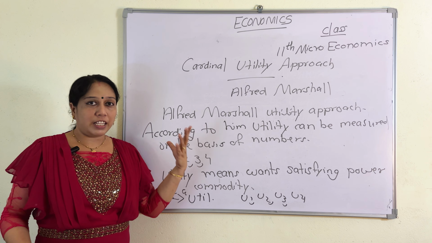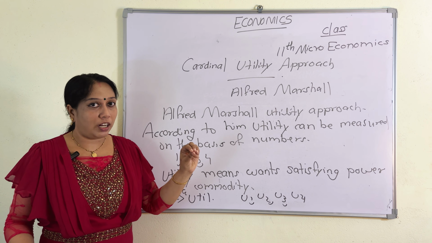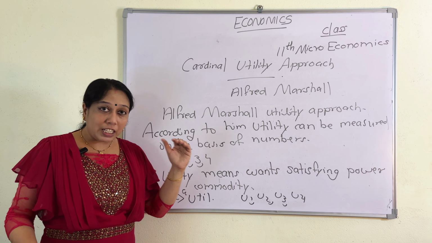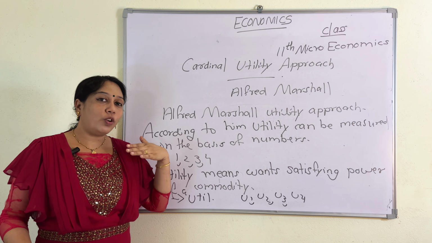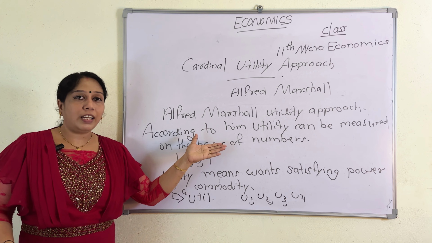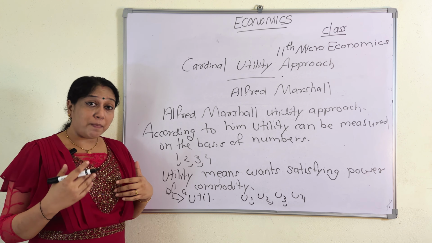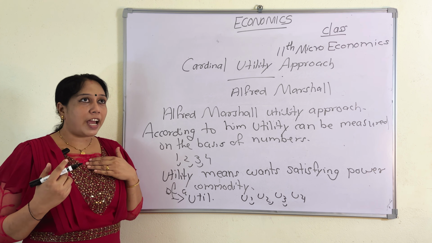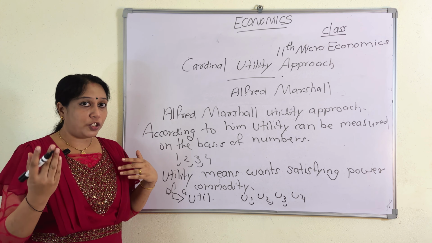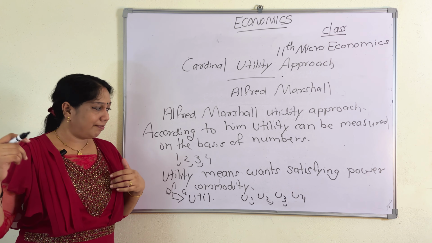Suppose we consume the first ice cream, 10 utility, means 10 util. If we consume a second ice cream, 16 utility, means 16 util. Likewise utility can be measured on the basis of util. And this utility, util, all these are psychological concepts. Means it is an imaginary concept because our satisfaction, habit, taste, all these are different, depending upon the consumer.